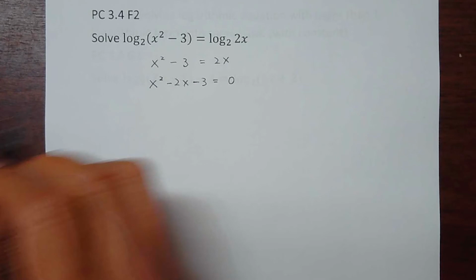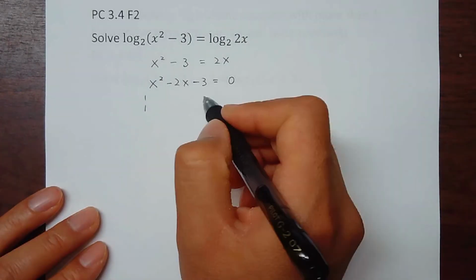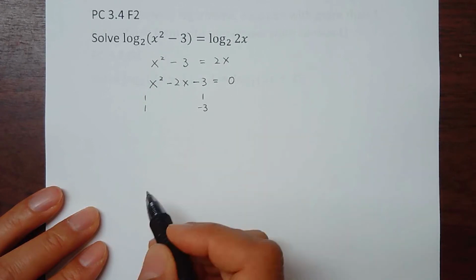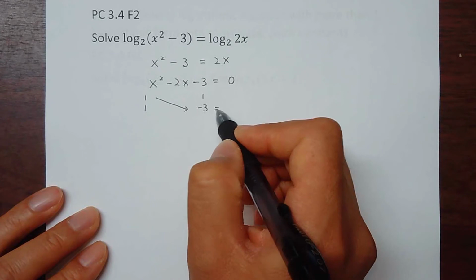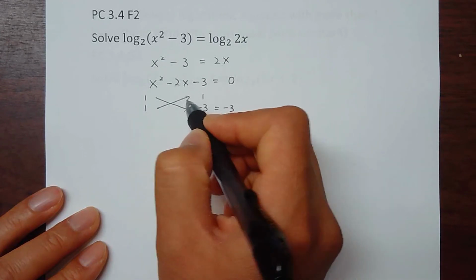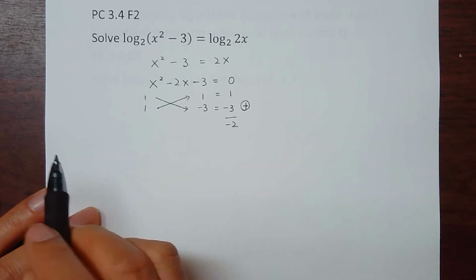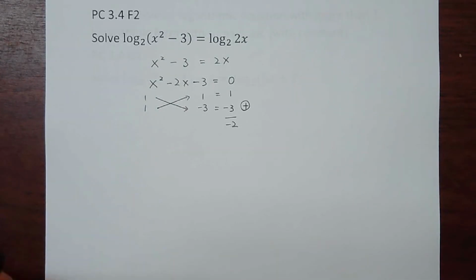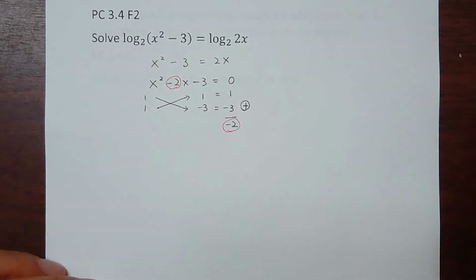Factoring. 1 times 1 makes 1 as a leading coefficient. 1 times minus 3 makes minus 3. When you add them, you get minus 2, which is the coefficient of x we were looking for.